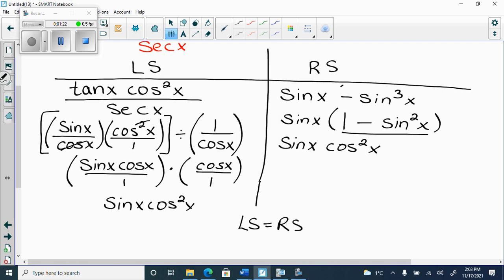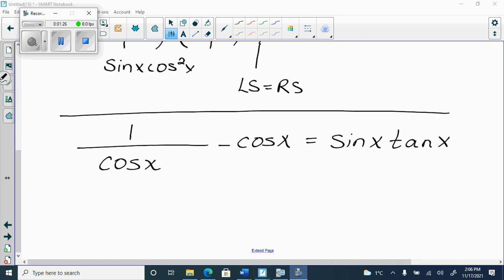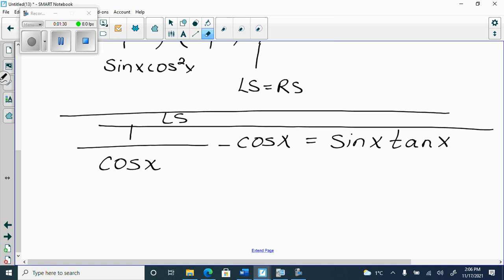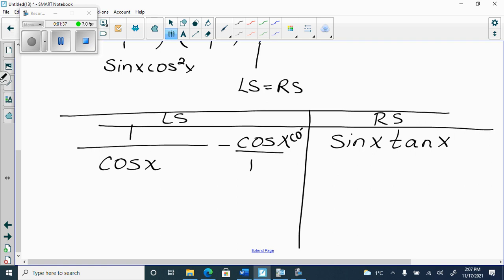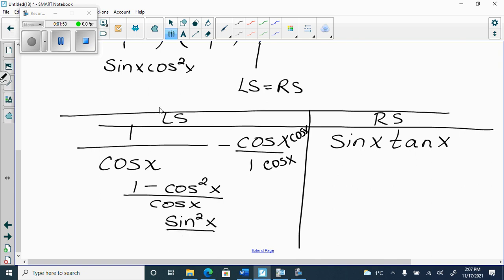You agree? Okay, next one. So we have an LS. I have to erase that with my finger like that. It's going to work. And then an RS. We have to get a common denominator. So we multiply by cos x, cos x. So we get 1 minus cos squared x over cos x. 1 minus cos squared x is what? Sin squared x over cos x.